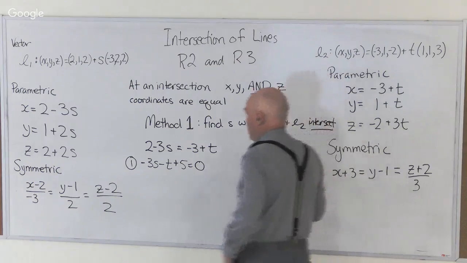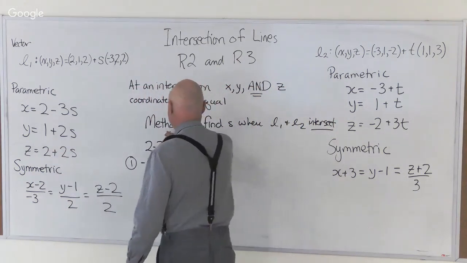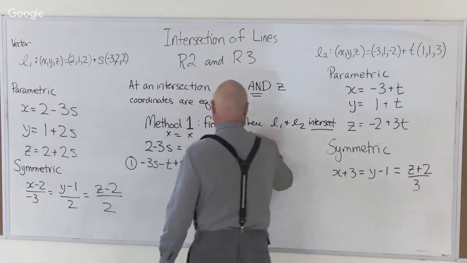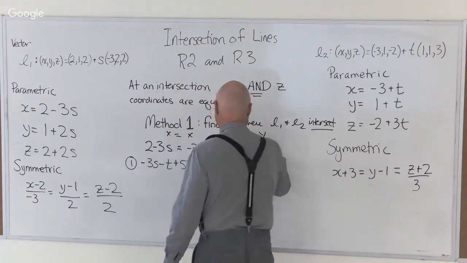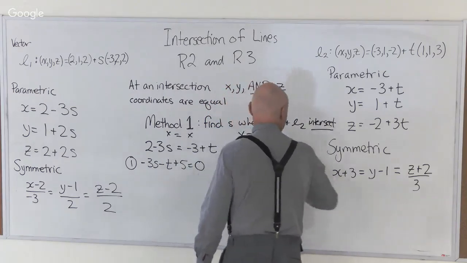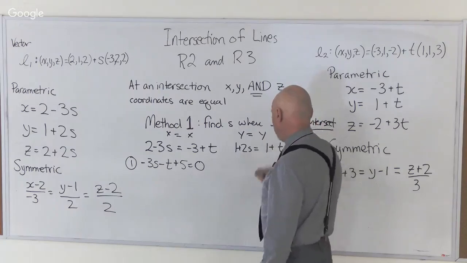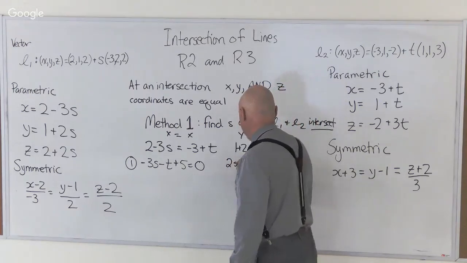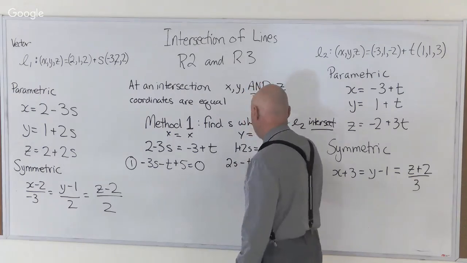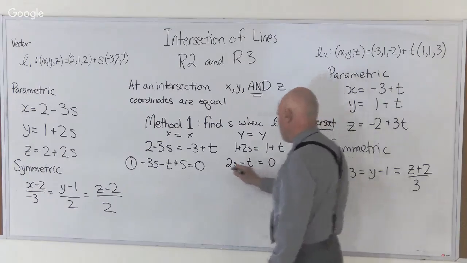Okay. Now, our y coordinates have to be the same as well. So this was x has to be equal to x. Now we're going to do y has to be equal to y. So 1 plus 2s has to be equal to 1 plus t. And now we're going to rearrange this into the scalar form again, 1 minus t equals 0. And I'm going to call this equation 2.